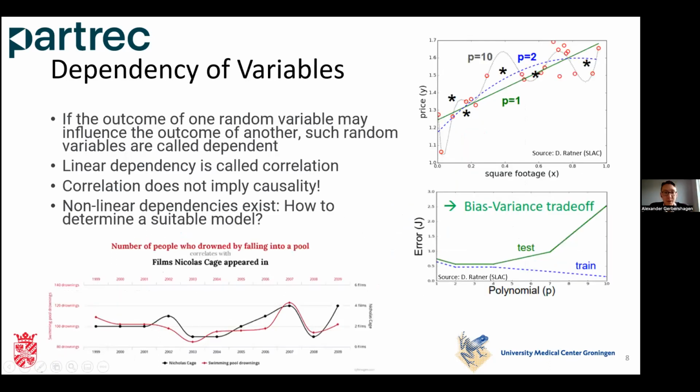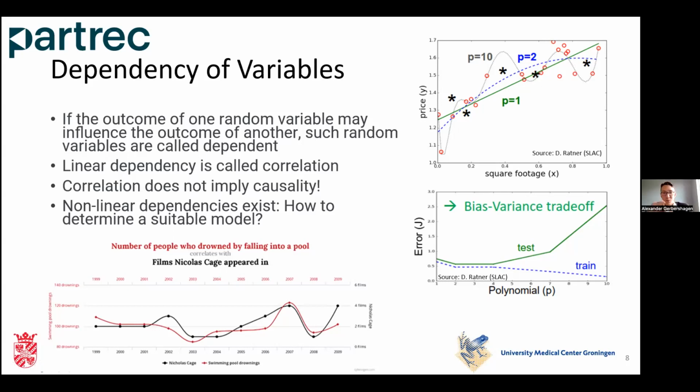Now the variables can be random, but they can still depend on each other. So you can have a number of variables which have some type of dependency. Here, for example, in the diagram on the top right, you see the price of a house as a function of its square footage. The measurement values are the red circles, and there is clearly some dependency: the higher the footage, the higher the price. So you can fit a linear polynomial through it. This is the green curve, p equals 1. And the linear polynomial is called correlation.